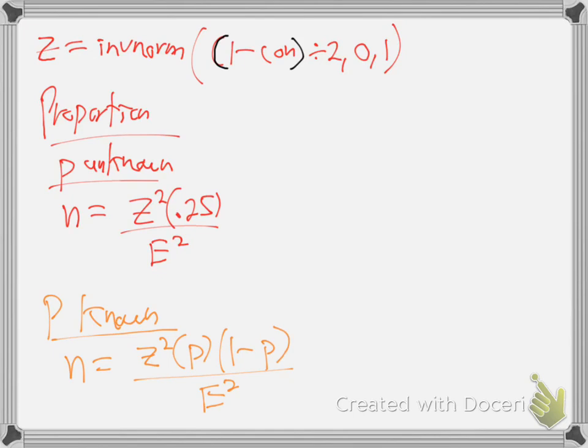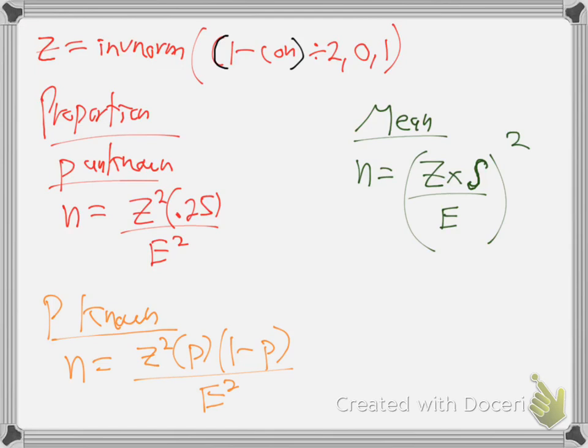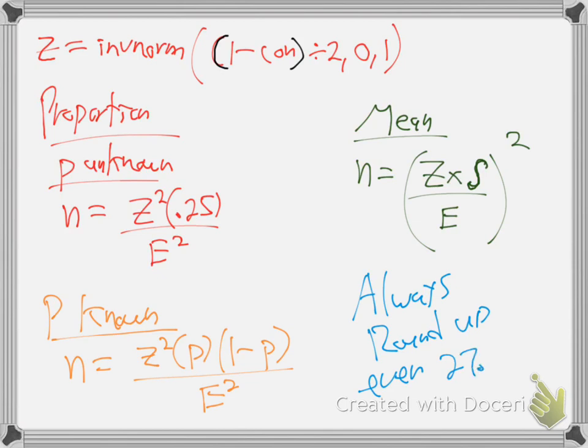Like that. And then on the other side, there's going to be another formula, which we're going to do in a little bit. Might as well just write it down now. This is if you do a mean instead of a proportion. And I'll remind you what that is in a second. Z times S over E, that's an S there, all squared. And remember, for all these sample ones, we always round up. Always round up. And I mean up. Even like 27.1 will go to 28. Everything goes up because talking to more people always improves your accuracy.